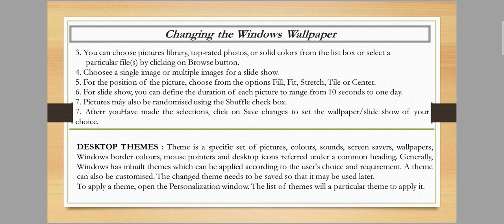Okay, next is the desktop theme. The desktop theme is a specific set of pictures, colors, sounds, and screensaver wallpaper. Windows border colors, mouse pointers, and the desktop icons are referred to under the common heading. That means a theme is a specific set of pictures, colors, sounds, screensaver, wallpaper, Windows border colors, mouse pointers, and desktop icons referred to under the common heading.